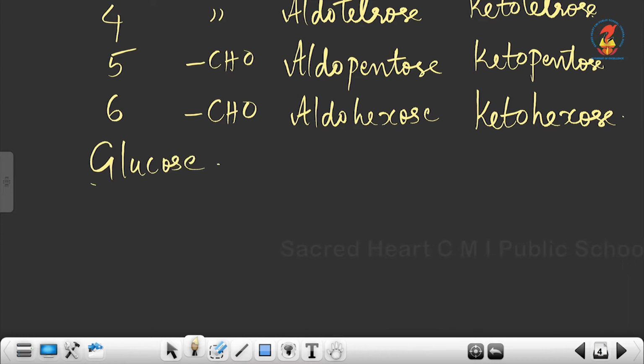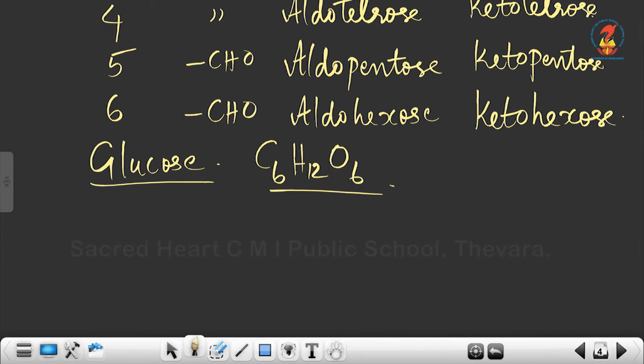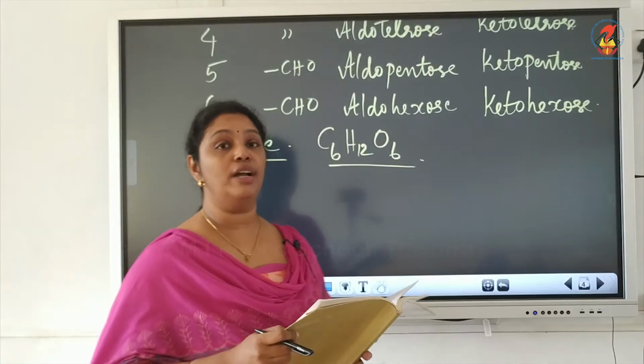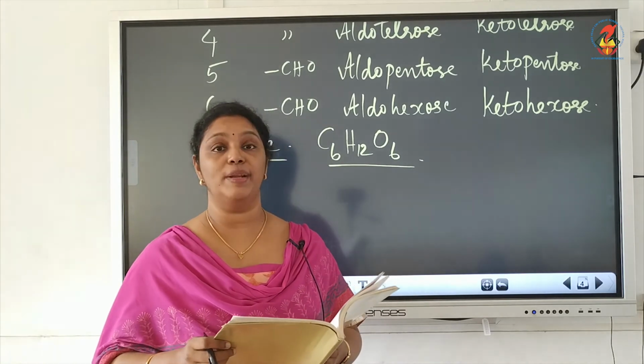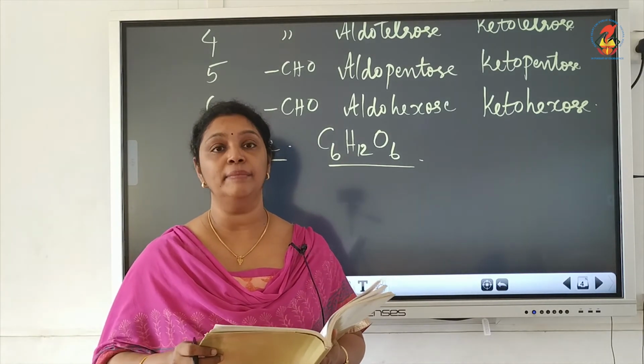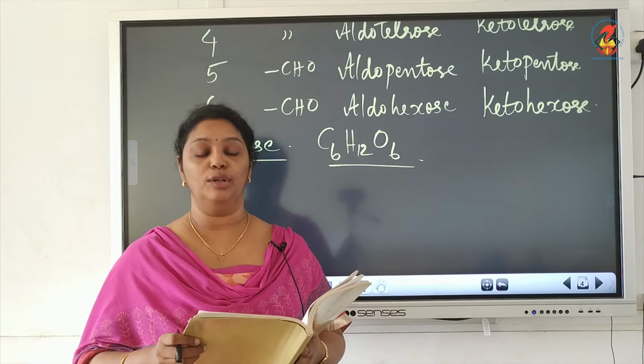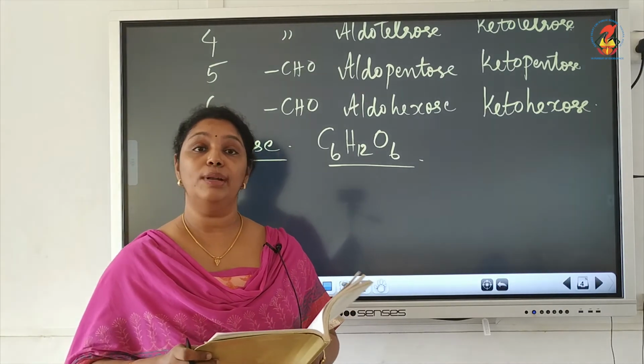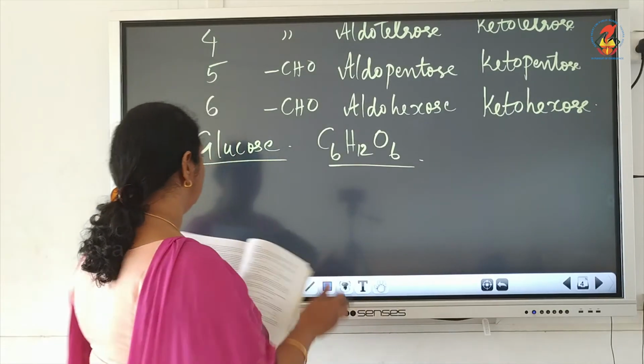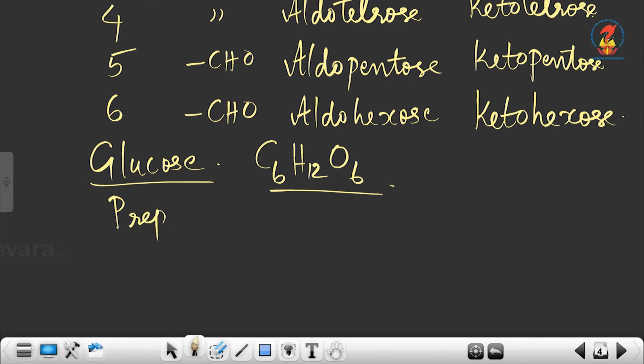So, let's see about glucose. Glucose is a monosaccharide. We know the molecular formula is C6H12O6. Glucose occurs freely in nature as well as in combined form. It's present in sweet fruits and honey. Ripe grapes also contain glucose in large amount. Now, let's see the preparation of glucose. First method is from sucrose.